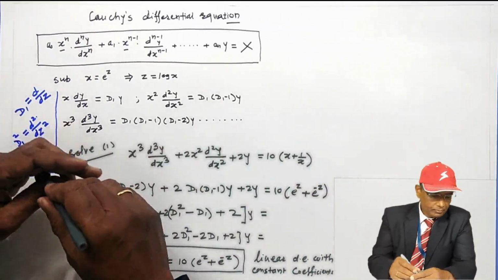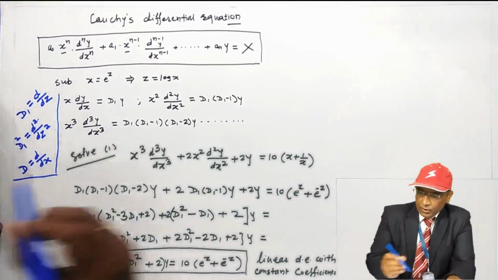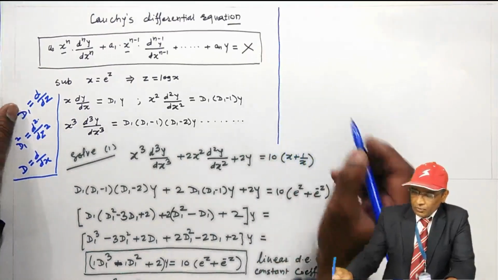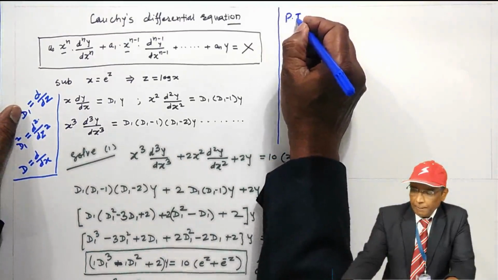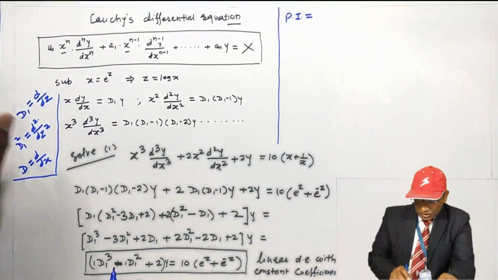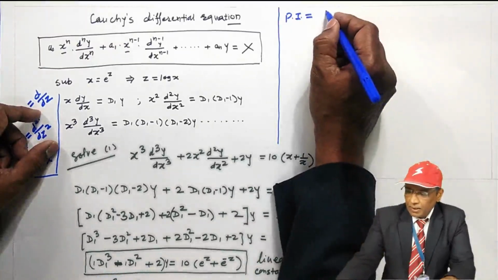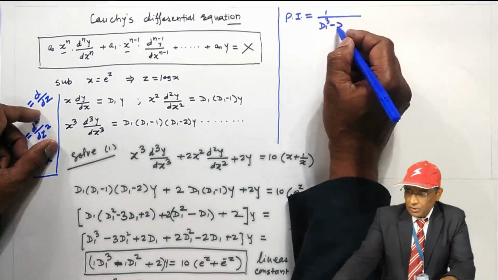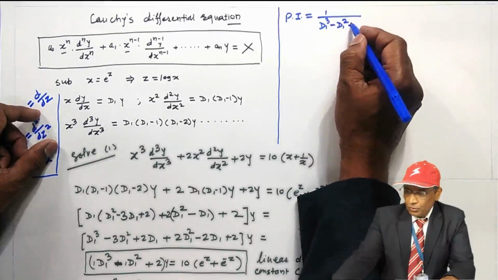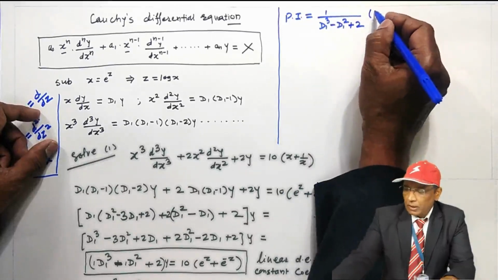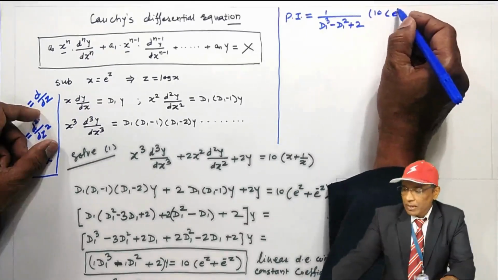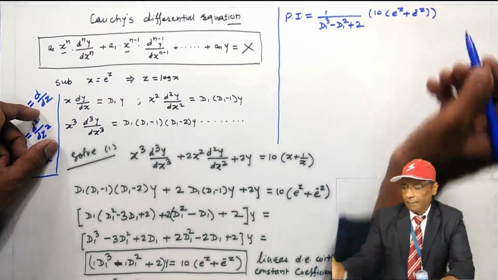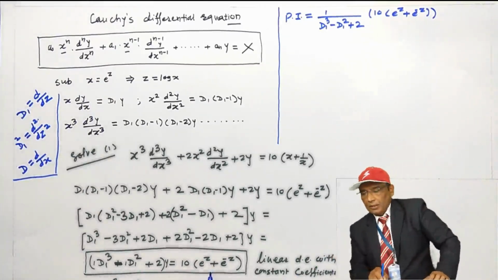Now we are going to find the particular integral. Yes, we are going to find the particular integral. The particular integral is what? Shift this operator to the right hand side. I am shifting d1 cube minus d1 square plus 2. This I am operating on 10 e to the power z plus e to the power minus z. Okay, I am operating this on the right hand side.